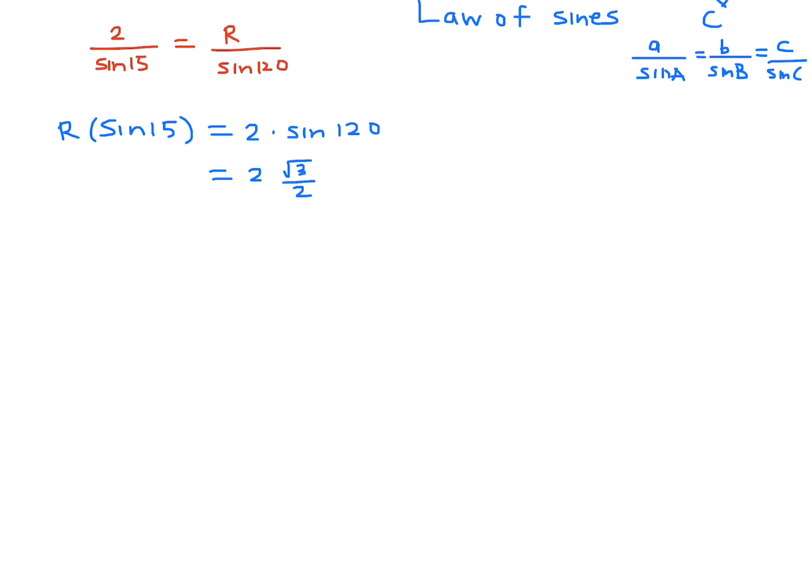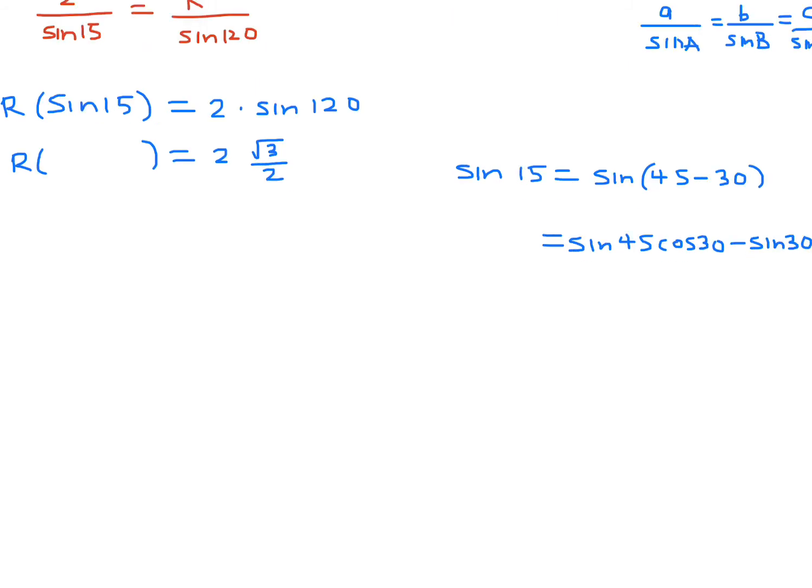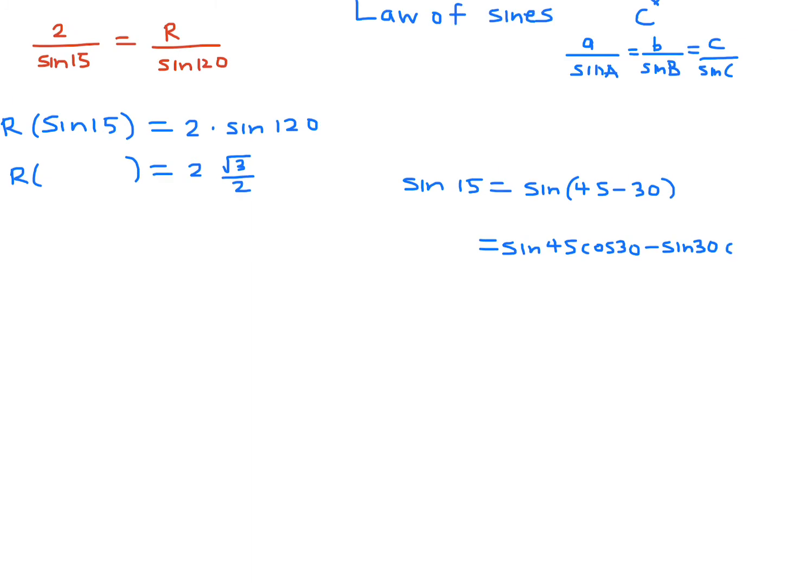So that's relatively straightforward. But unfortunately, we have to figure out this sine of 15. Well, you don't have a calculator, so I guess we have to use some of our laws here. Sine of 15 is really the sine of 45 minus 30, and this is the expansion rule: sine of 45 cos of 30 minus sine of 30 cos of 45, like that.